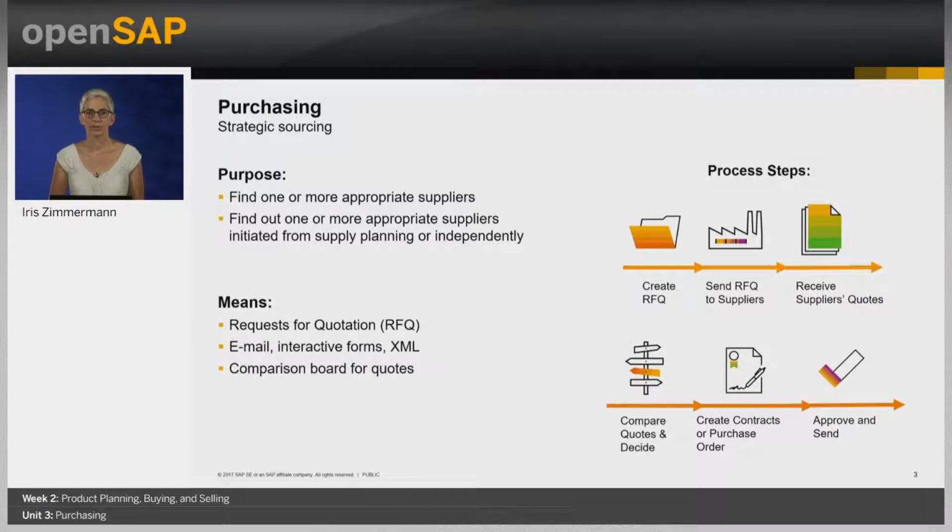For the awarded supplier, the contract or purchase order is created automatically. If the amount exceeds a certain limit, the purchase manager might have to approve the contract before it's sent to the supplier. This leads to a smooth transition to the core purchasing.